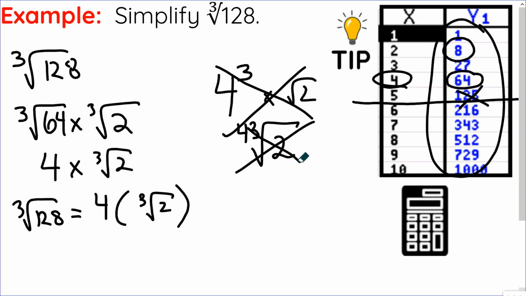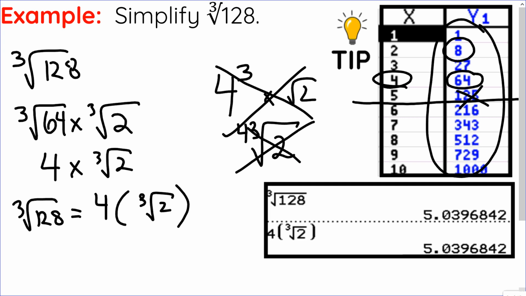So let's check to see if that's right. Is the cube root of 128 the same as 4 cube root 2? You can see even though they look different, they do have the same value.